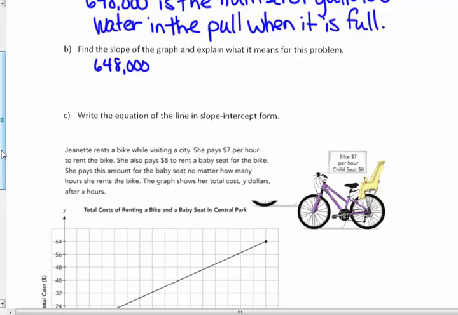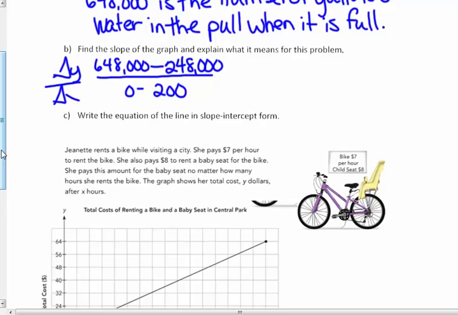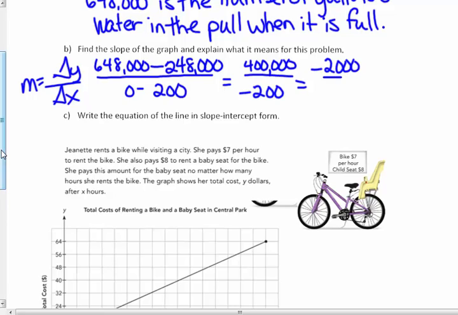So 648,000 gallons minus that 248,000, see why I chose those points, is 0 minus 200. So delta y over delta x, m equals. So my slope is 400,000 over negative 200, which equals negative 2,000 over 1.